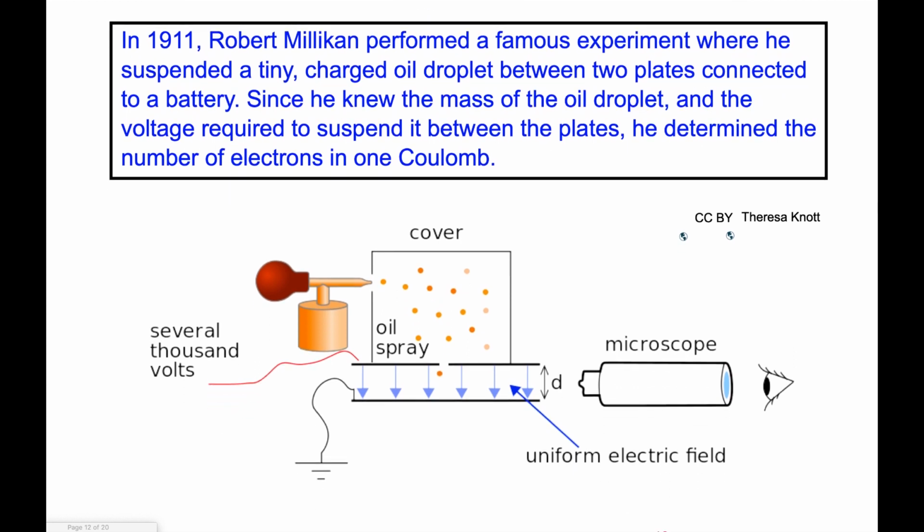In 1911, a scientist named Robert Millikan performed a famous experiment where he suspended tiny charged oil droplets between 2 electric plates. Since he knew the mass of the oil droplet and the voltage required to suspend them in between the plates, he actually figured out the charge on an electron, and therefore how many electrons were in a single unit of charge called a Coulomb.